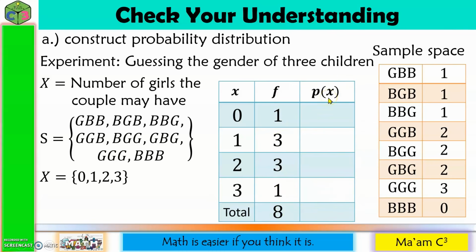For the probability, we just have to get the F divided by the total. So for no girls, we have 1/8. For 1 girl, we have 3/8. For 2 girls, also 3/8. For 3 girls, only 1/8. And then add this up, similar fractions. Let's add the numerators. 1 plus 3, 4 plus 3, 7 plus 1, 8. Copy the denominator 8. 8/8 is equal to 1. That's it. We're done with the probability distribution.